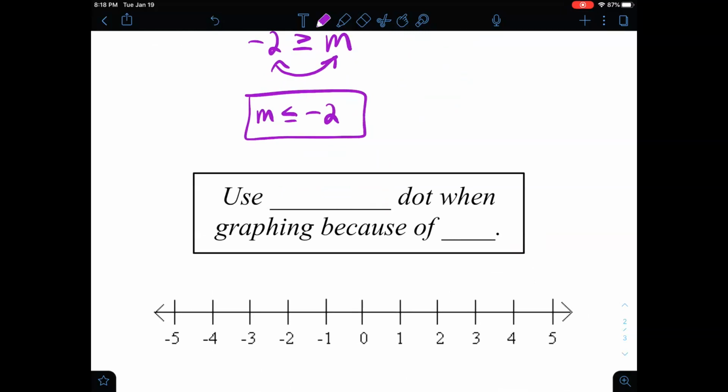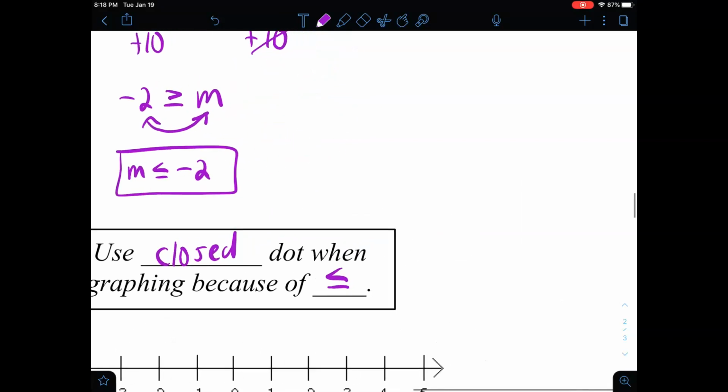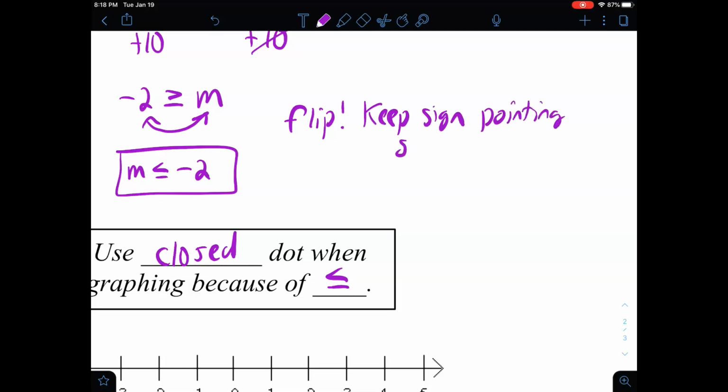Open or closed dot if it's equal to? It's closed because it is less than or equal to. And what I'm going to write over here actually is we're going to flip. Keep sign. Same way.